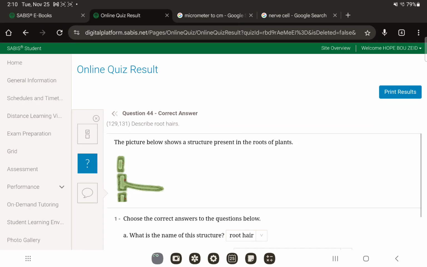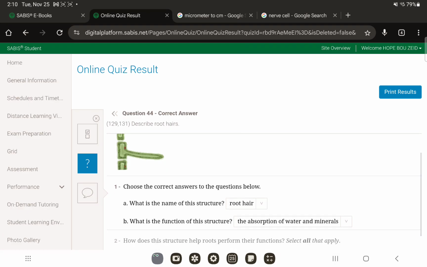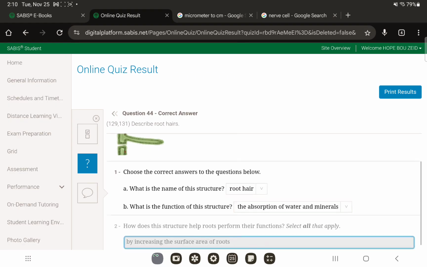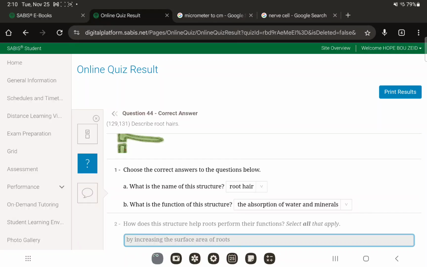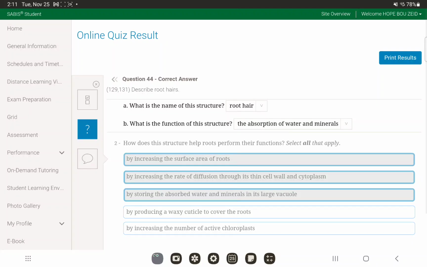Okay, the picture below shows a structure present in the roots of plants. What is the name of this structure? Root hair, right? I think you just have to memorize that. So the name of the structure itself, not the cell, is a root hair. What is the function of the structure? To absorb water and minerals needed for the plant's survival, or just the absorption of water and minerals.